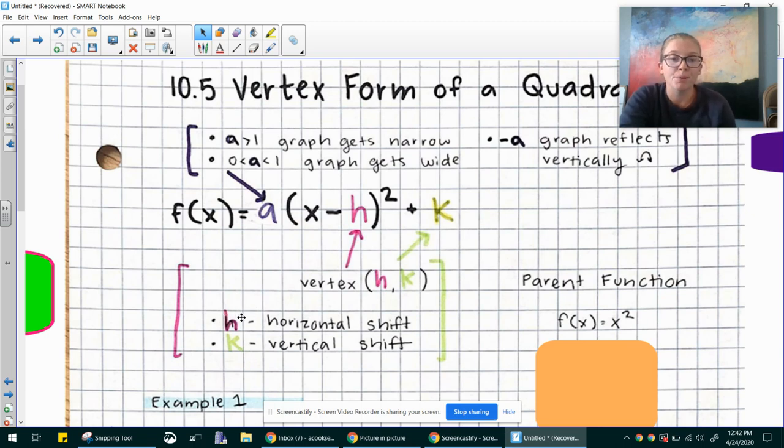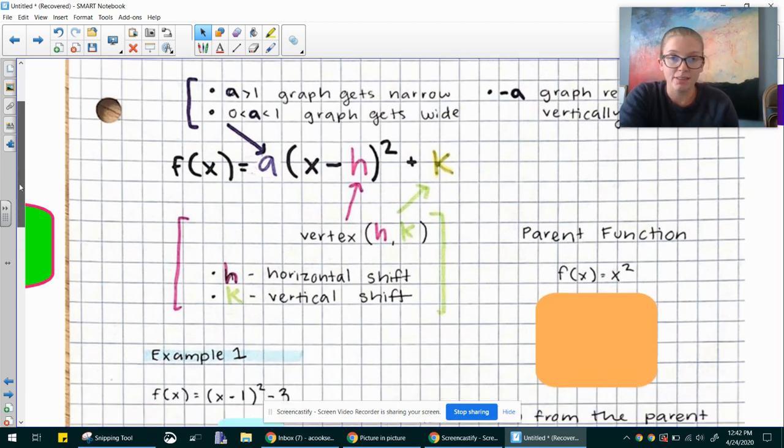H also represents the horizontal shift of the function, and k represents the vertical shift. A horizontal shift is how much the parabola moves right and left. The vertical shift is how much the parabola moves up and down.